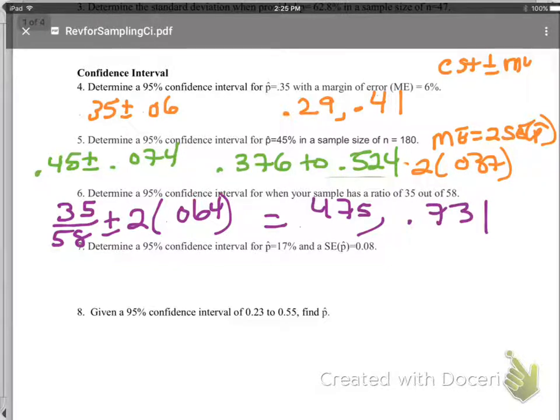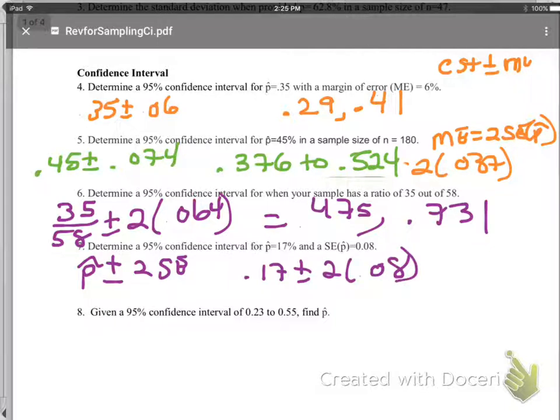All right? Determine a 95% confidence interval. Okay, so remember the formula is going to be p hat plus or minus 2 times the standard error. So this would be 0.17 plus or minus 2 times 0.08. So I'm going to subtract first, so 0.17 minus 2 times 0.08 gives me 0.01. Now I'm going to add: 0.17 plus 2 times 0.08 gives me 0.33.